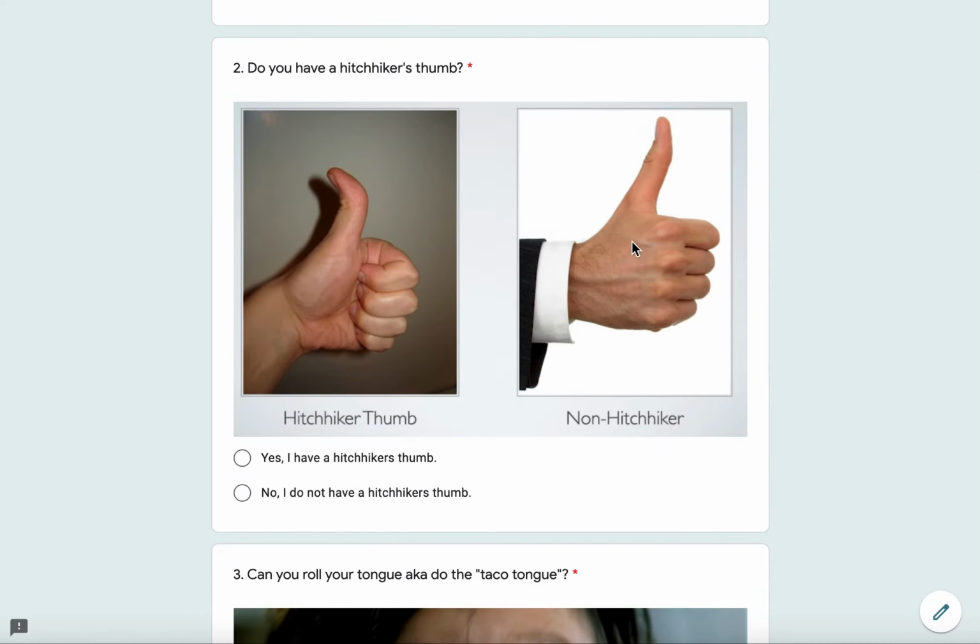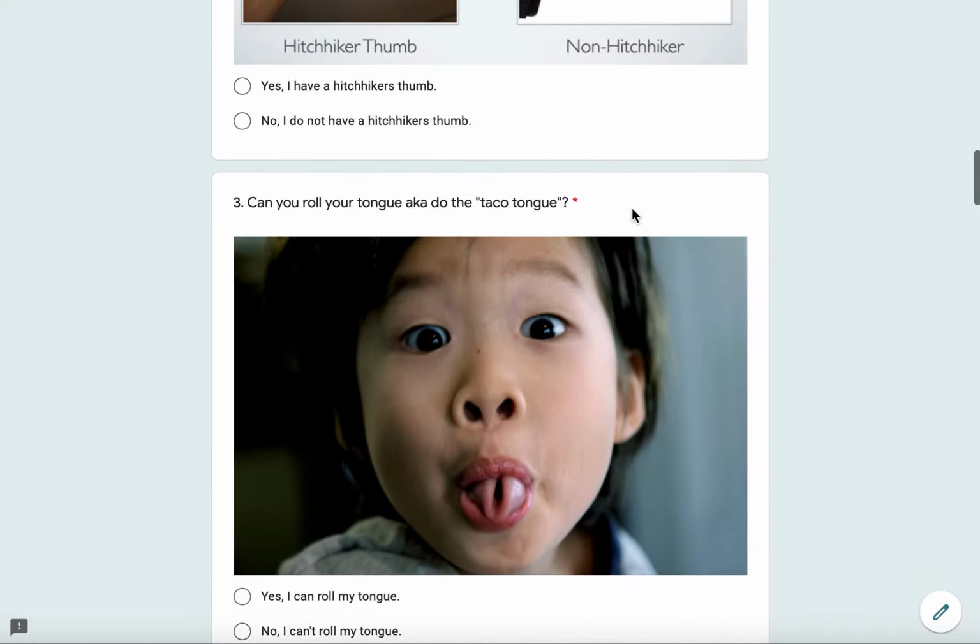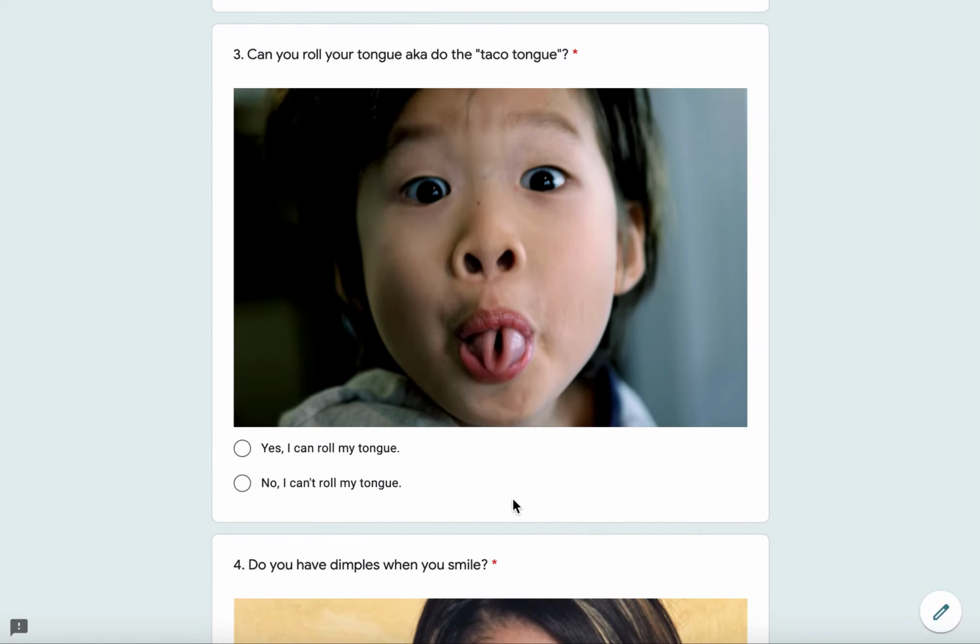Second, are you able to bend the top part of your thumb? If you can, you do have a hitchhiker thumb. If you don't, then you do not have a hitchhiker thumb. Number 3, are you able to roll your tongue? Yes or no?